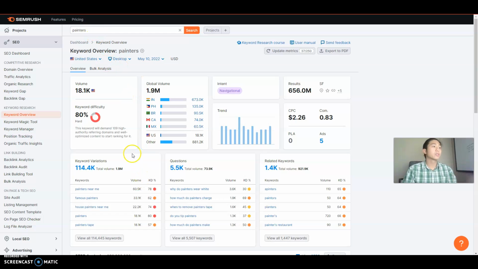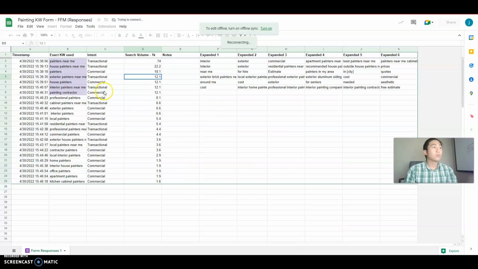So I put in painters. I saw that painters near me is a good one. Famous painters is probably not going to be something that I'm going to be going after because I don't want to be known for famous painters, right? I'm looking for the painters that's going to paint your house. House painters is another good one, and I can expand this, but I've already done the work for you.